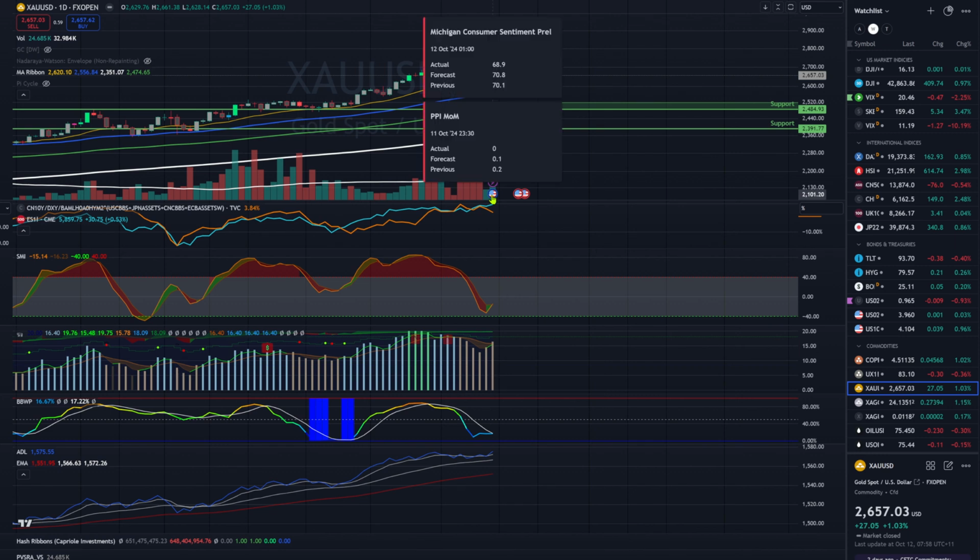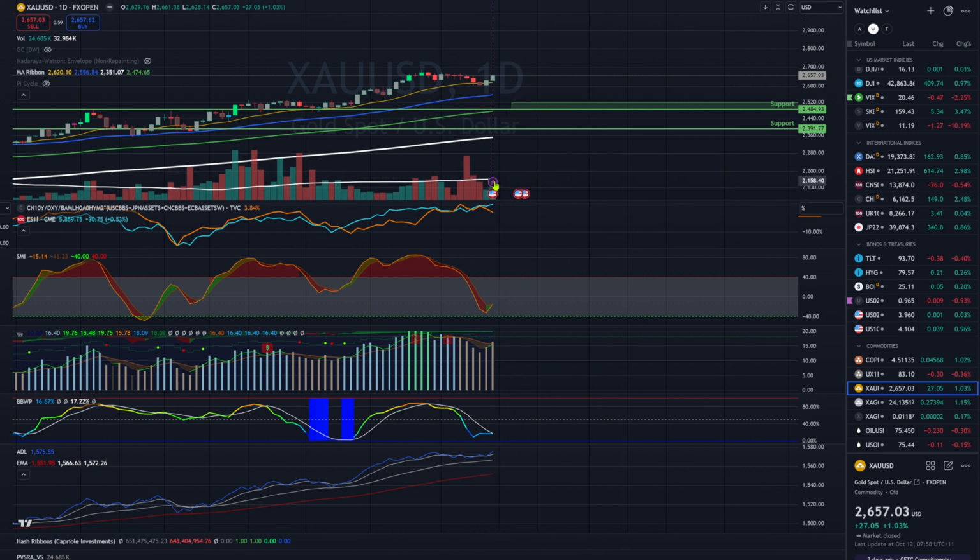We got here consumer sentiment. So consumer sentiment came in weak. PPI, I'd call that negative. Like it's coming down. Retail sales are coming out soon. So yeah, we'll see.